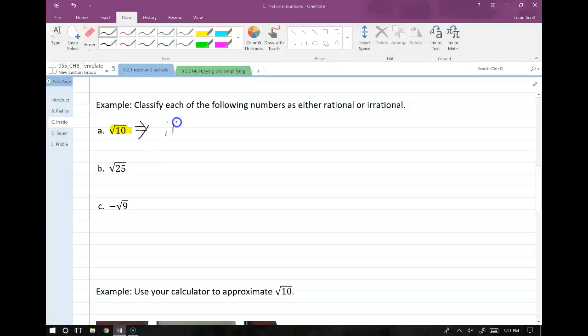25, exactly. Deja said 25 is rational, though. Why? Because it goes by 5. Yeah, because the square root of 25 equals 5, and 5 is a rational number. So no problem. C is rational because the negative is on the outside, right? Good. Yeah, exactly, right? This is just negative 3. Negative 3 is rational.